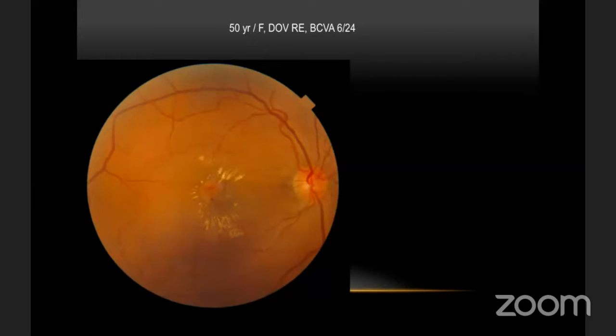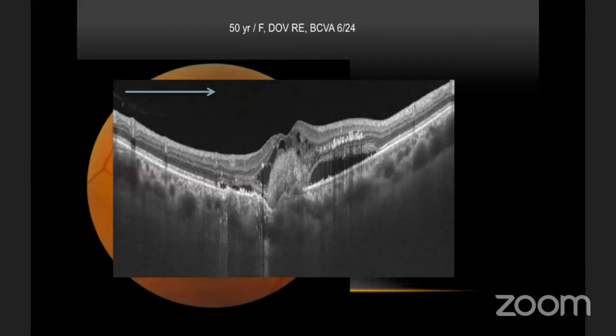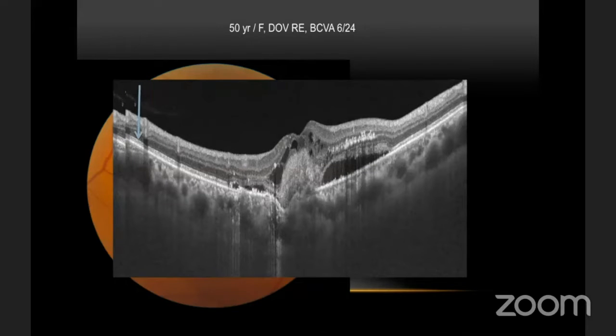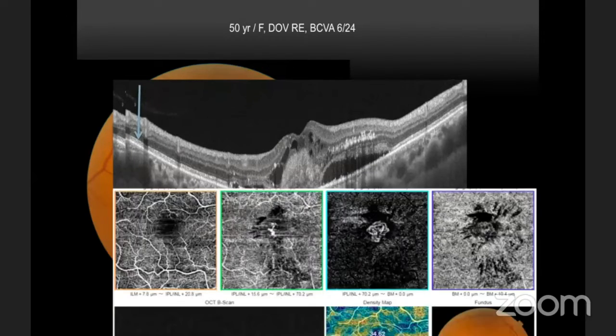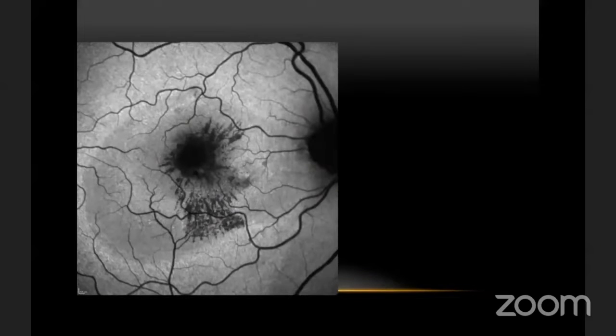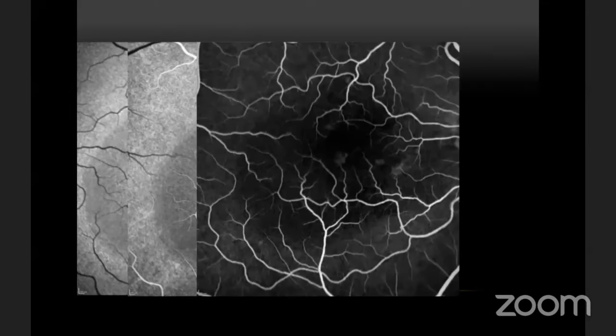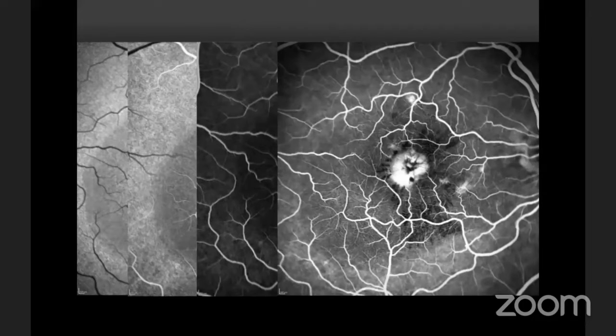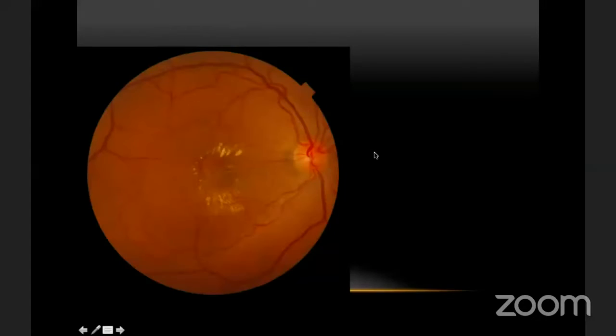Clinically, it looks like choroidal neovascular membrane, and OCT confirms that it's a type 2 CNVM with intraretinal fluid and some exudation as well, some subretinal fluid also. And here is the membrane, with the flow that you can see on OCTA. Now, this is the angiography. And here you see a predominantly classic type of membrane.